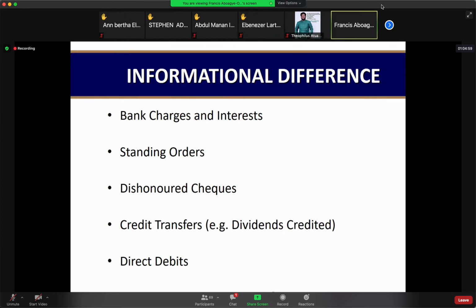Yes, I want to believe that a standing order is an instruction you give to your bankers to have a recurring amount deducted to a third party, and then a direct debit is an instruction you give to a third party to be able to have access to do a debit transaction on your account.